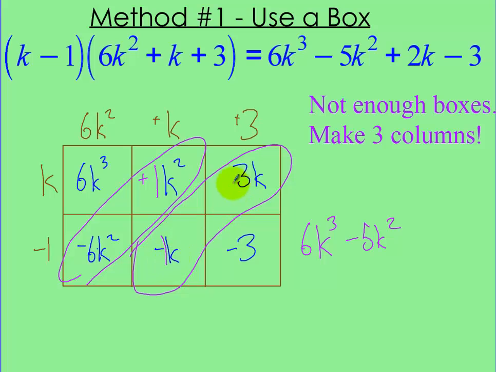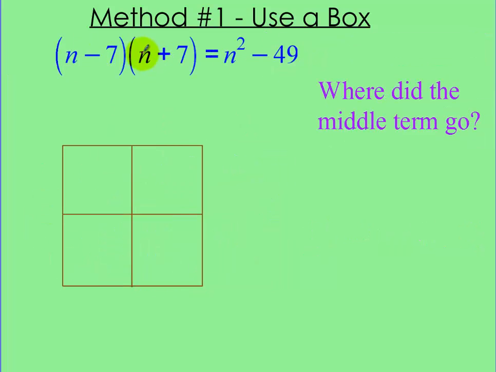Negative 1k plus 3 is going to be positive 2k, and then a negative 3 at the end, which matches what the answer is supposed to be. Let's do another one. All right, n minus 7 times n plus 7, n squared minus 49. Wait, where did that middle term go? Usually there's like an n term. I don't know where this n term went.